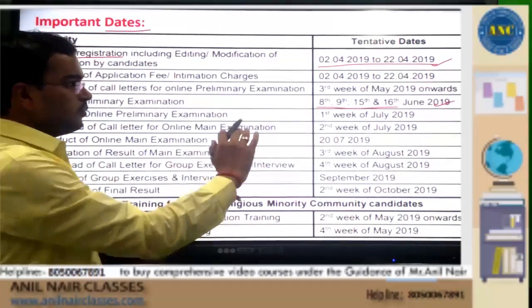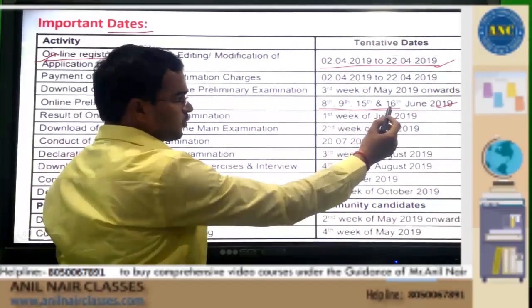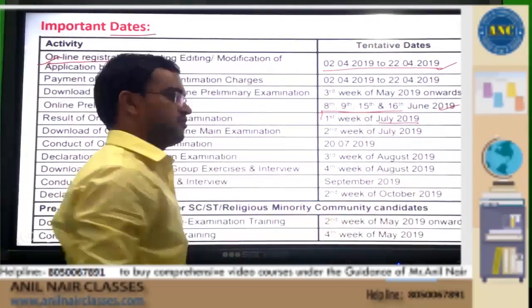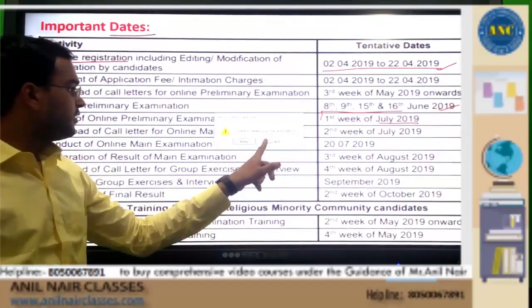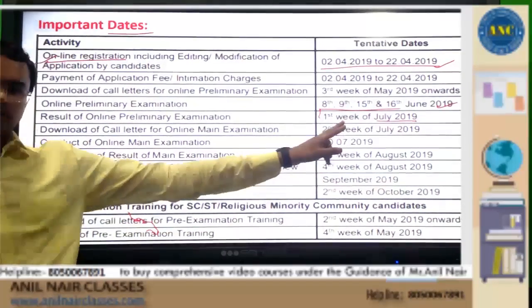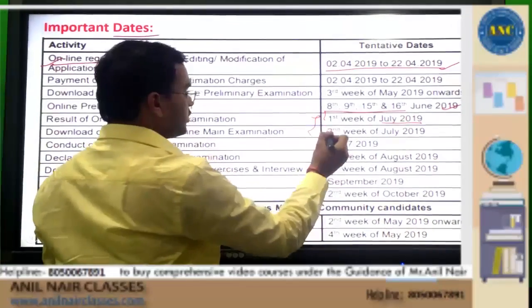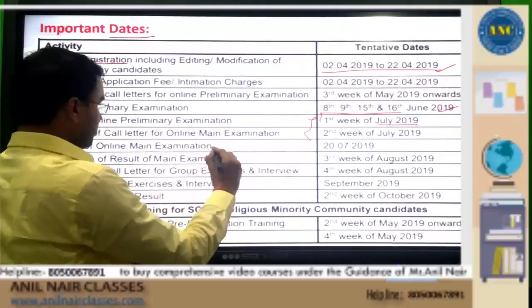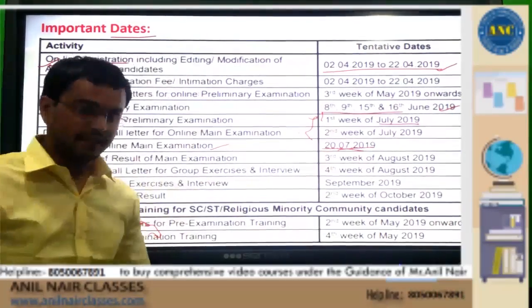Once you finish your prelims exam, you have to wait for almost 20 days and then you will be given the results of prelims. That is, the results of prelims will be announced in the first week of July. After the declaration of results, you will be given a time period of 2 weeks and then you have to appear for your main exam, which will be conducted on 20th July 2019.